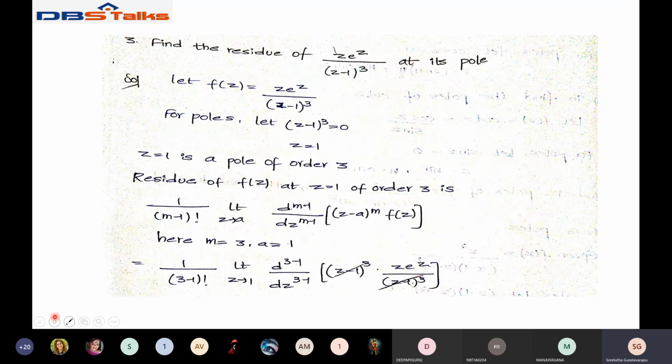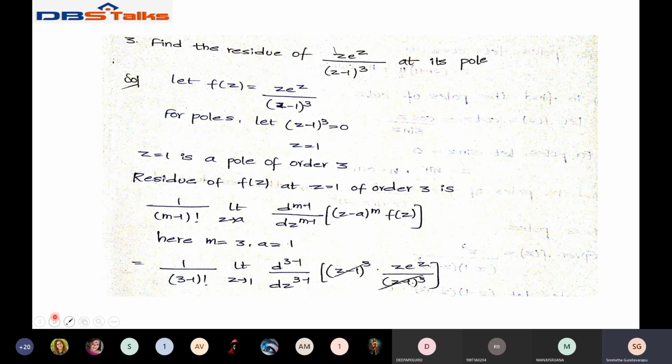We know that the residue of f(z) of order m formula is 1/(m-1)! limit z tends to a of d^(m-1)/dz^(m-1) of (z-a)^m into f(z). Here m is 3 and a is 1. So substitute these values in this formula.